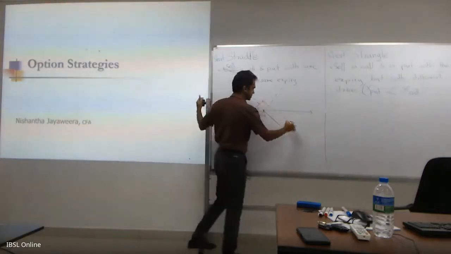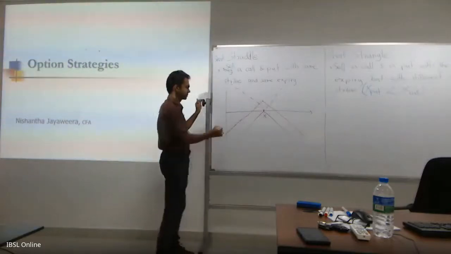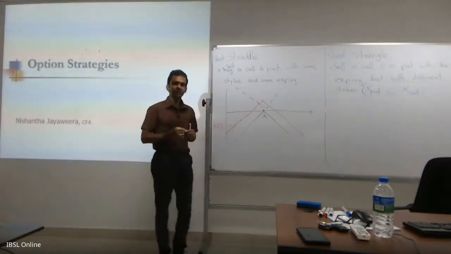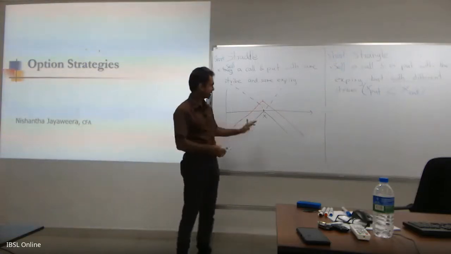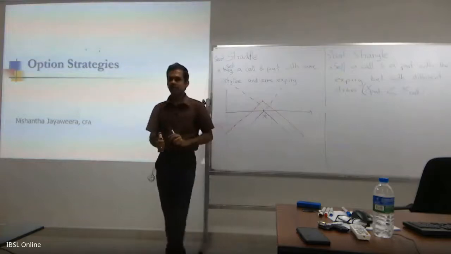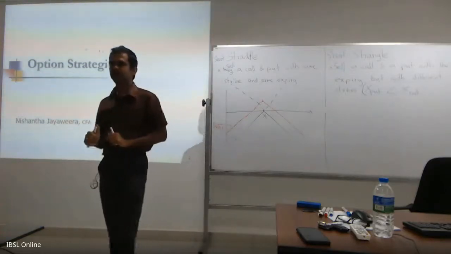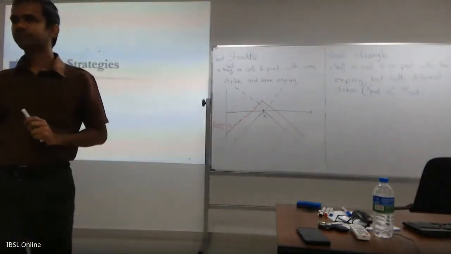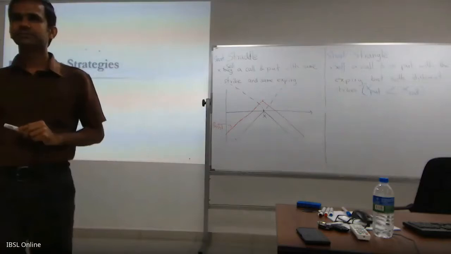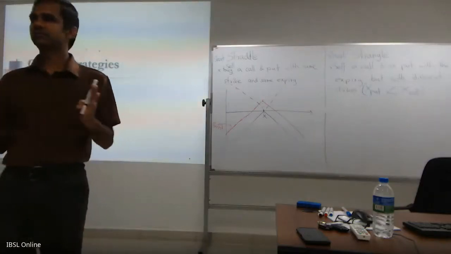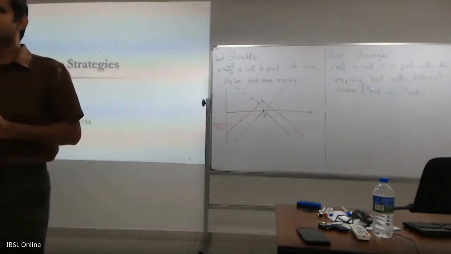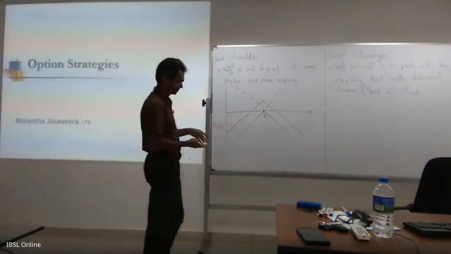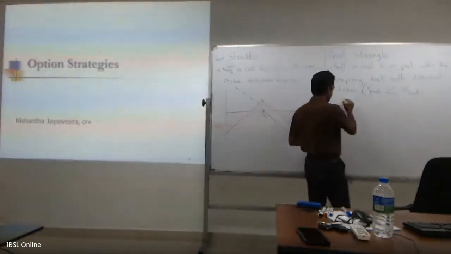So it will go down like this. The red line is the profit. If the price remains exactly at the strike, the seller of the straddle will collect the maximum profit. That is the premium which is collected. The moment the price deviates from the strike, his profit starts to go down. Then what would be the diagram for the strangle?